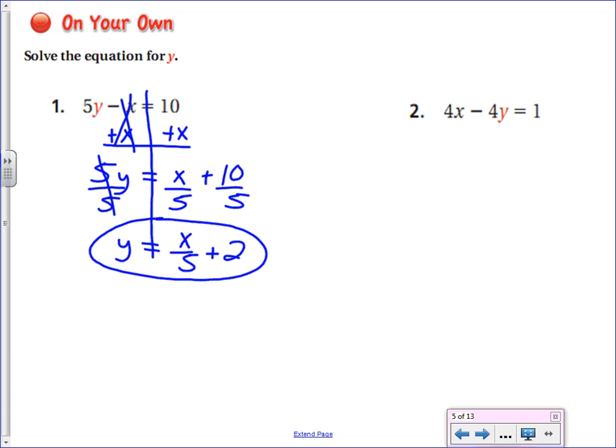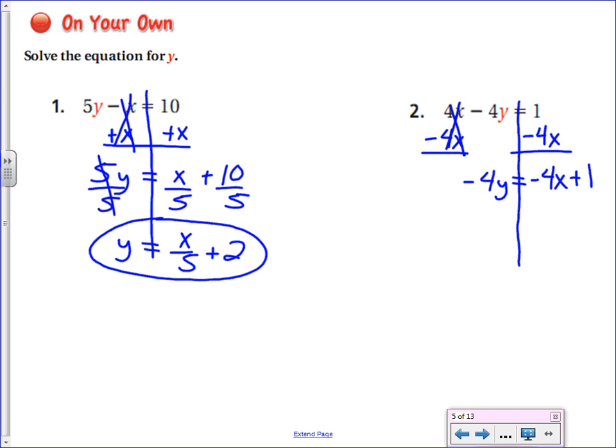Let's take a look at number 2, see how you did. My line goes straight down through the equal sign to keep everything separated. Now I have the minus 4y. I'm going to leave that alone. I need to move my 4x over because y is what I'm looking for. So the opposite of positive 4x would be a negative 4x. So I'm going to subtract 4x from both sides. 4x cancels off. That leaves me with negative 4y equals, now I have a 1 minus 4x. Again, I do not have like terms, so I can't combine those. So that's going to give me a negative 4x plus 1.